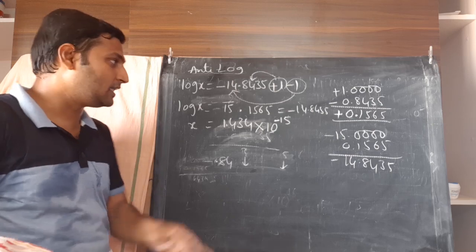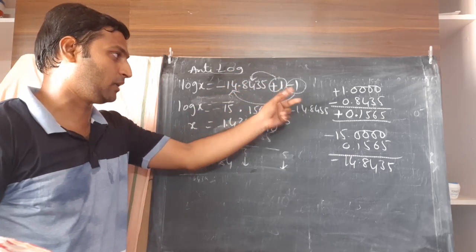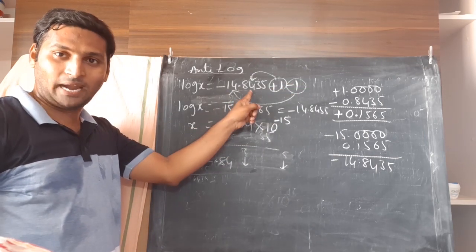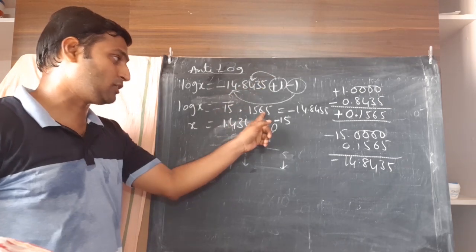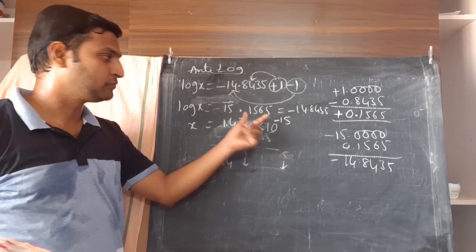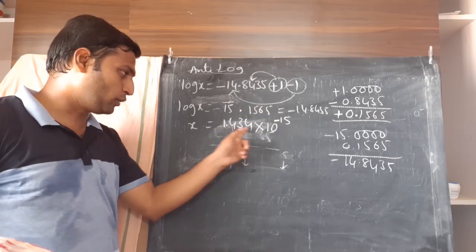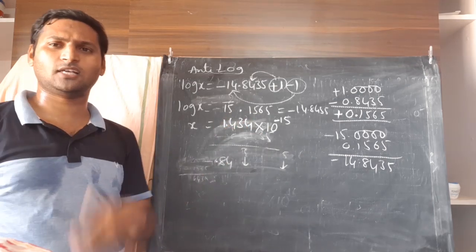How did we achieve it? We made the mantissa positive by adding 1 and subtracting 1. The minus 1 is given to the characteristic, the plus 1 is given to the mantissa, so that a negative mantissa which is less than 1 becomes a positive mantissa which will obviously be less than 1. Check the values from the anti-log table for this positive mantissa. 4 digits you will get, move one decimal and multiply it by 10 to the power characteristic, whatever you have there.